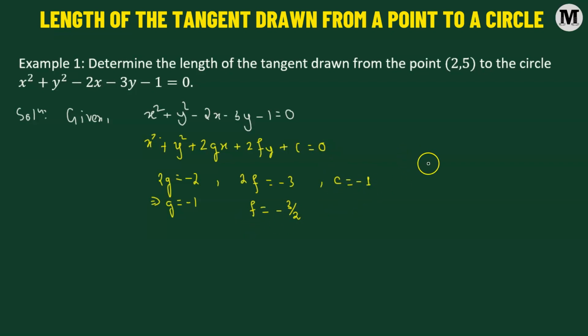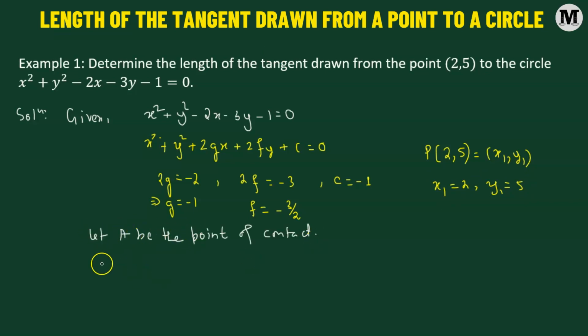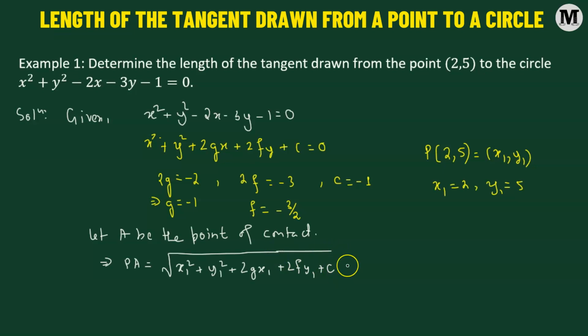Now, we have the point P with the coordinates (2, 5). So this is the point that's equivalent to (x1, y1), which means that the value of x1 will be equal to 2, the value of y1 will be equal to 5. Let A be the point of contact, which implies that PA, which will be the length of the tangent, will be given by the square root of x1 squared plus y1 squared plus 2gx1 plus 2fy1 plus c. Now we will substitute the values.